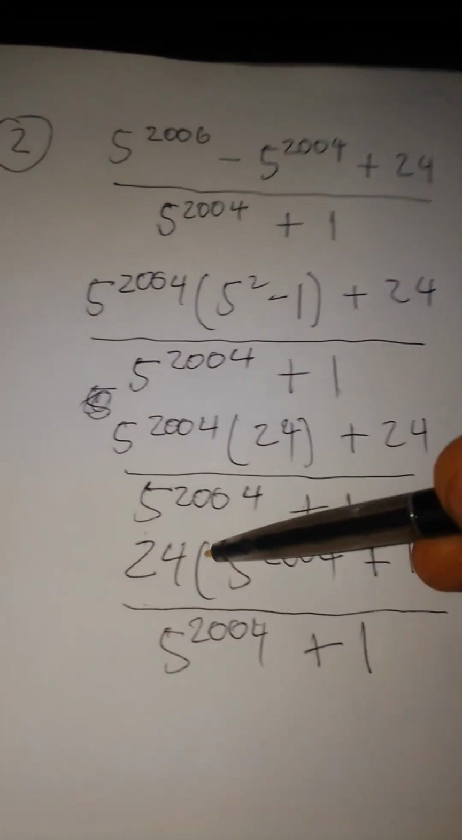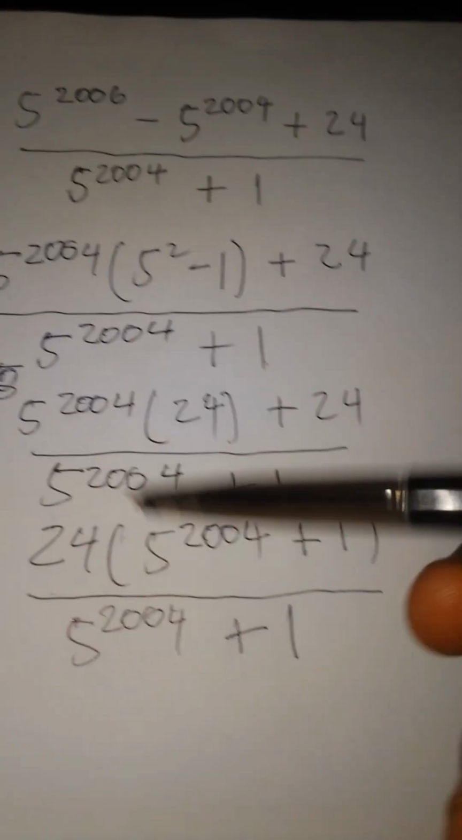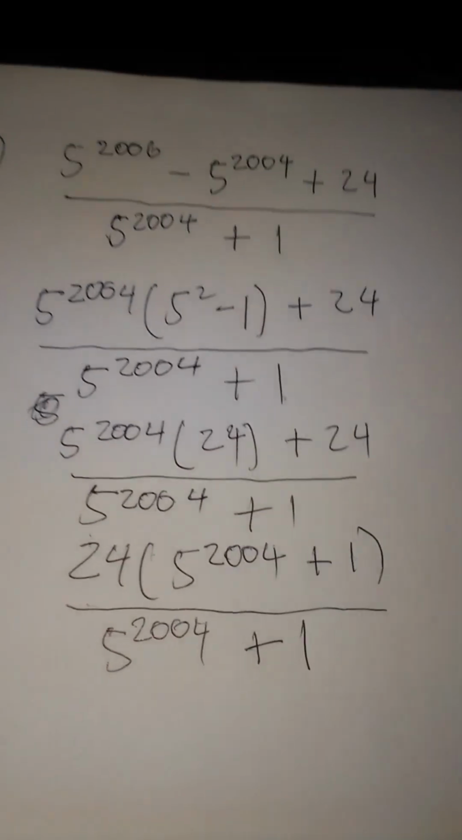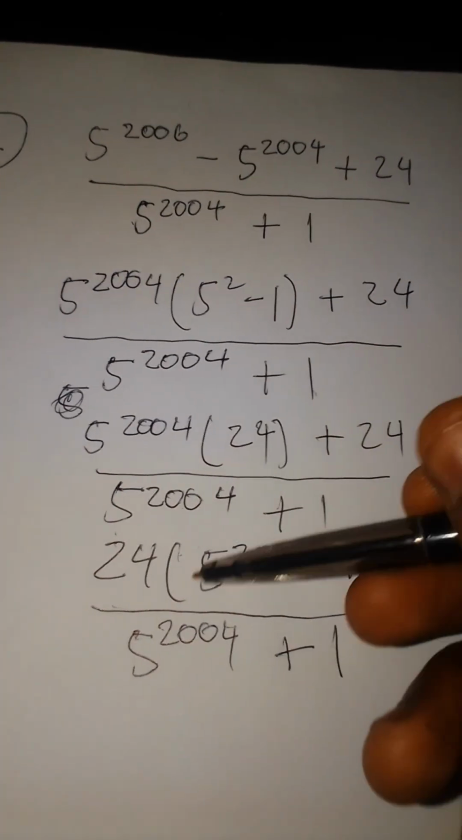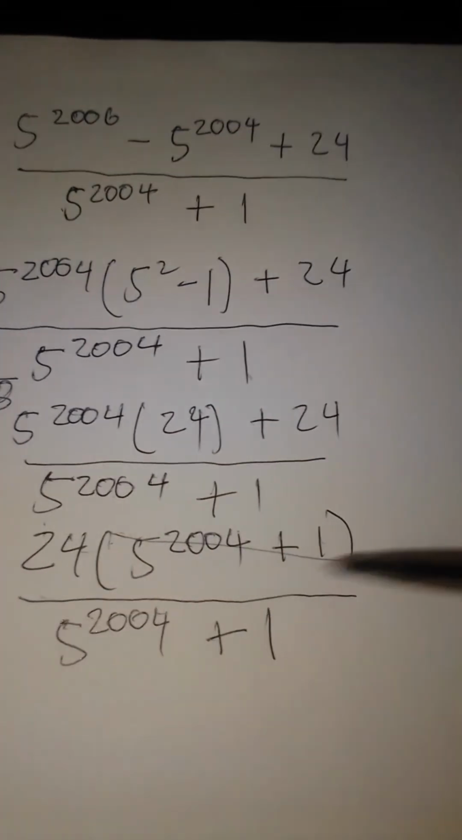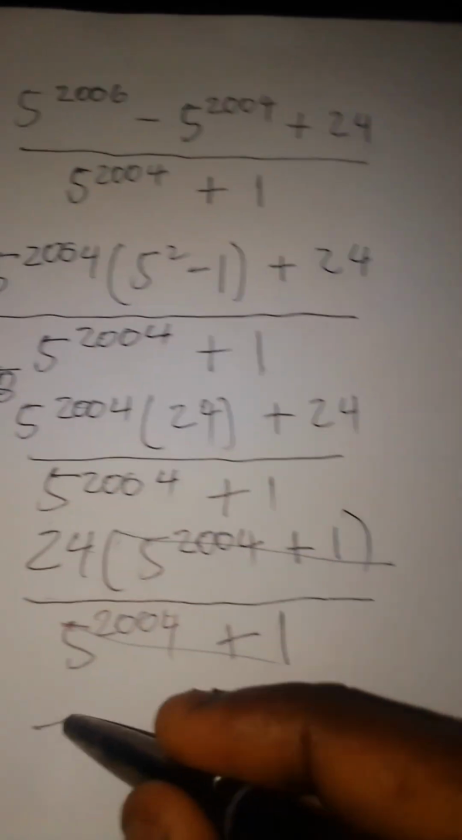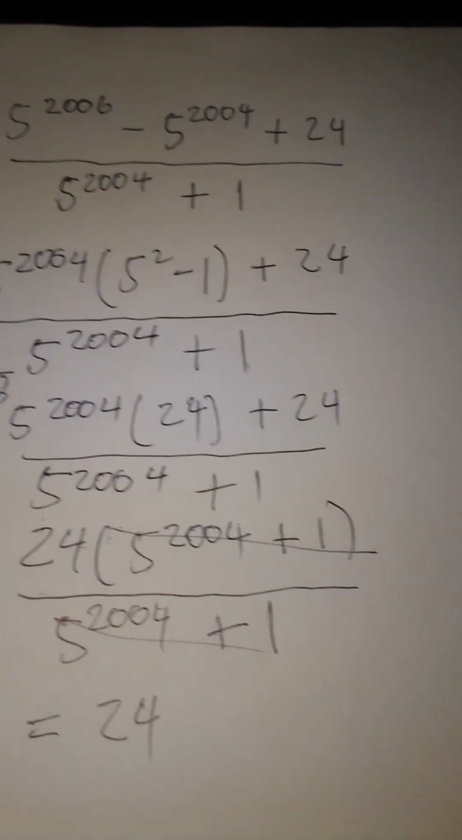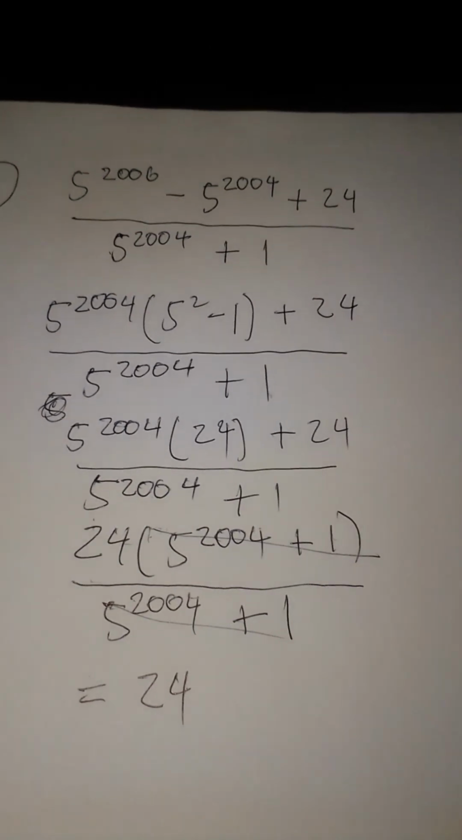Now guys, can you see this is the same? Can you see my numerator and my denominator? So I cancel it since they are the same, so my answer is going to be 24. Alright, so let's go to the next question.